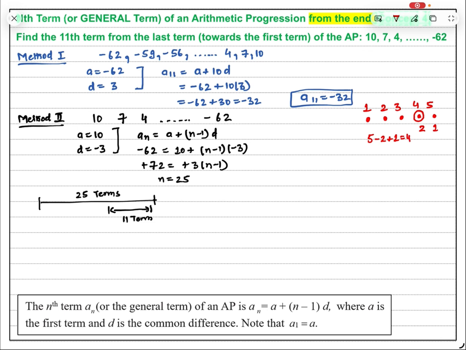So apply the exact same concept here also. You have got 25 terms. You are supposed to find the 11th term from the end, and that would basically be 25 minus 11 plus 1, which basically becomes the 15th term. So what I'm trying to say is that the 11th term from the end is nothing but the 15th term from the start.